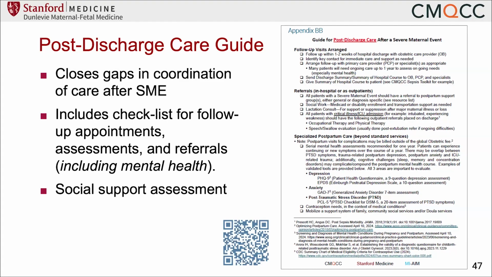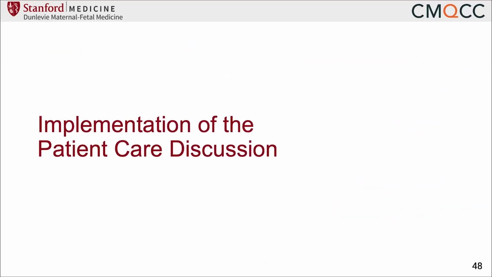And again, in your facility, that might be a staff person designated, it might be a case manager, it might be a social worker, but these are important things to have worked out prior to discharge and prior to rolling out this process. You want to include a checklist for follow-up appointments, and then any kind of social support assessment. Next slide. So implementation of the patient care discussion. So again, the how. This is all really great, Christa. How do I make this happen in my facility? Like, what steps can we take?